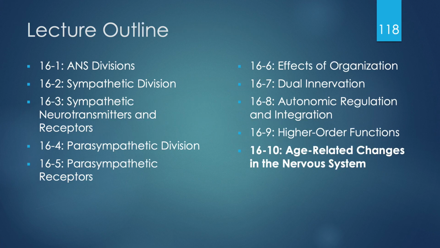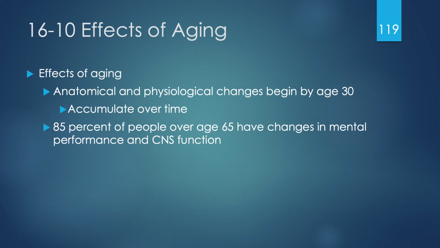Last, let's look at section 16.10, age-related changes in the nervous system. Now we'll discuss the effects of aging on the nervous system. This section is not going to leave you feeling terribly positive, but it is important for you to understand these processes. The effects of aging are basically that everything starts to break down eventually.